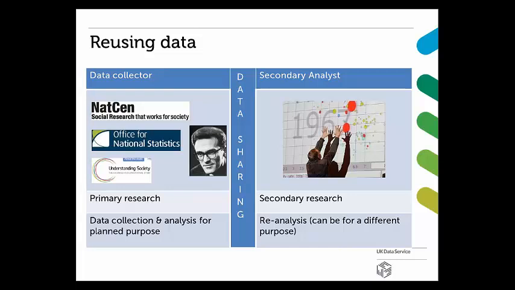Often data collectors are collecting data for a primary purpose, which is planned, and then the data sharing allows data to be used by others in secondary data analysis. And in secondary data analysis, data can be used in different ways from its original purpose.